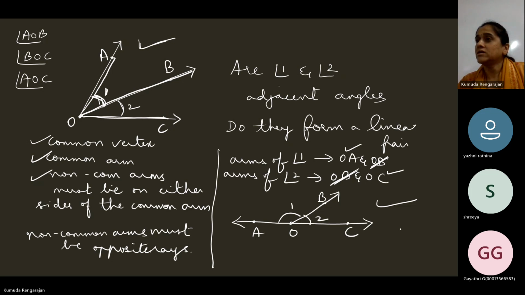All right. So adjacent angles may or may not form a linear pair. If their non-common arms are opposite rays, they form a linear pair. Otherwise, they don't form a linear pair.